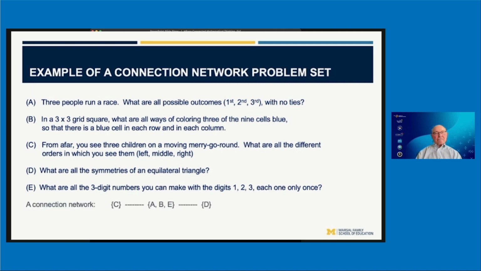So notice here that we've collected into a single group problems A, B, and E. Now, we've already seen the equivalence of A and B, and it's fairly easy to see that problem E is equivalent to all possible permutations of the digits 1, 2, and 3. But you may ask, why are C and D not included in that group, but nonetheless linked?